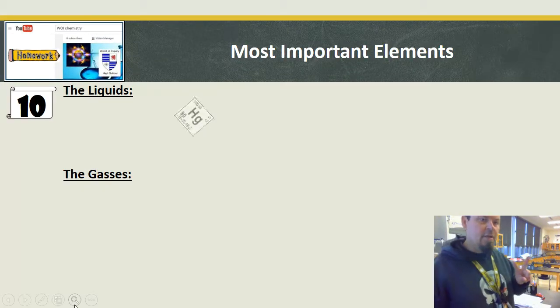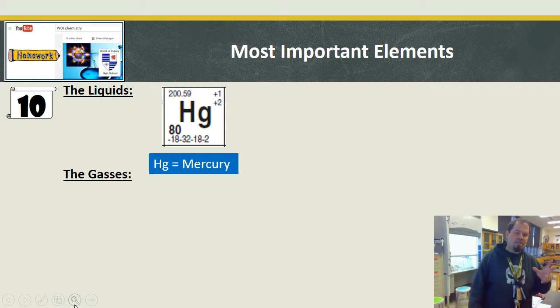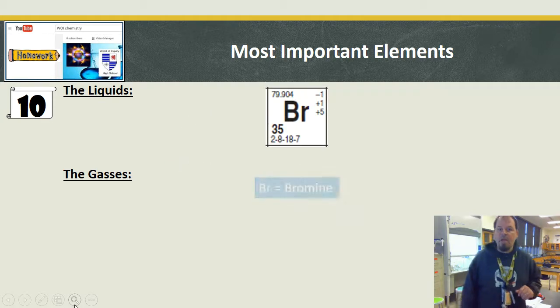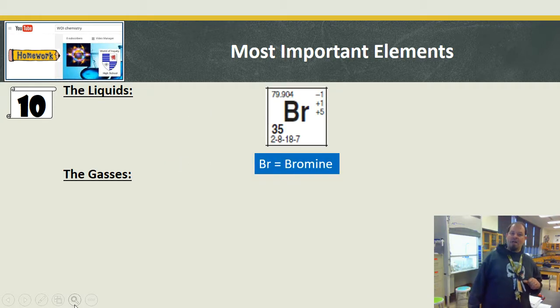There are only 2 liquids on the whole thing. One is a metal, one is a non-metal. Hg, mercury, is a liquid metal. We saw some videos of that in most of the classes trying to pick our element. And bromine is the liquid non-metal.